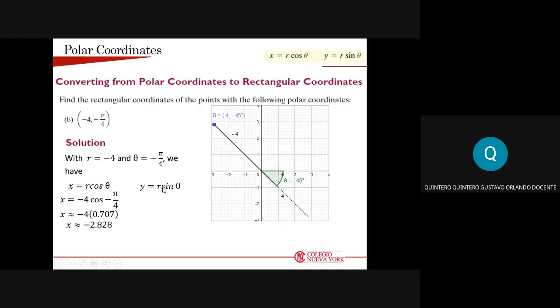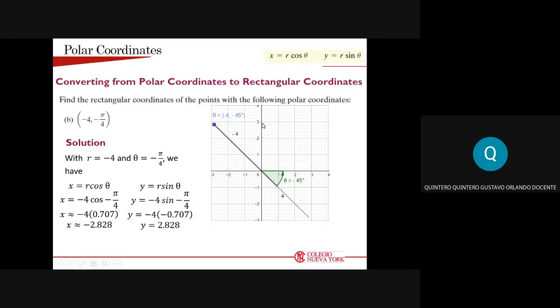Y equals r sine of theta. Y equals negative 4 sine negative pi over 4. This is a simple replacement. Again, I am replacing the values of r and the values of theta. From here, put this inside a calculator and get the result, 2.828.